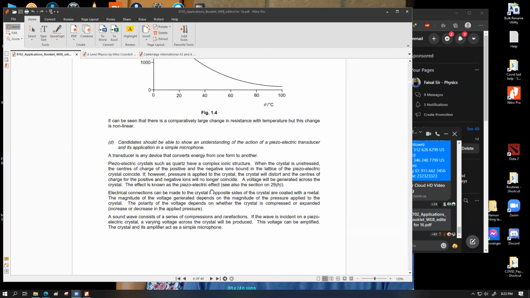A transducer is any device that converts energy from one form to another. Piezoelectric crystals such as quartz have a complex ionic structure. When the crystal is unstressed, the centers of charges of the positive and the negative ions bound in the lattice of the piezoelectric crystal coincide. It means if you find the average distribution of positive charges because of the nucleus, and the average distribution of negative charges because of the electrons, those two would perfectly match.